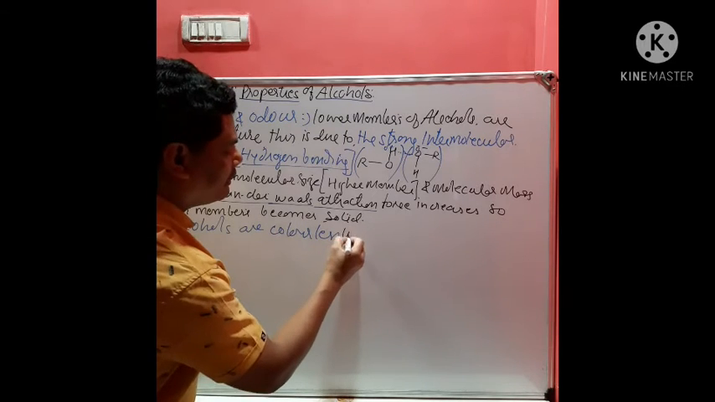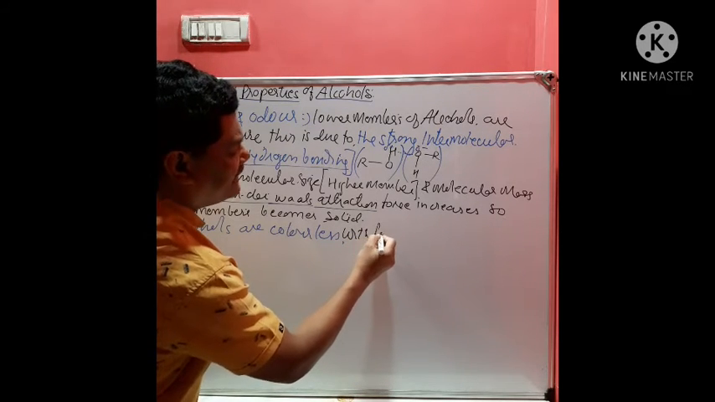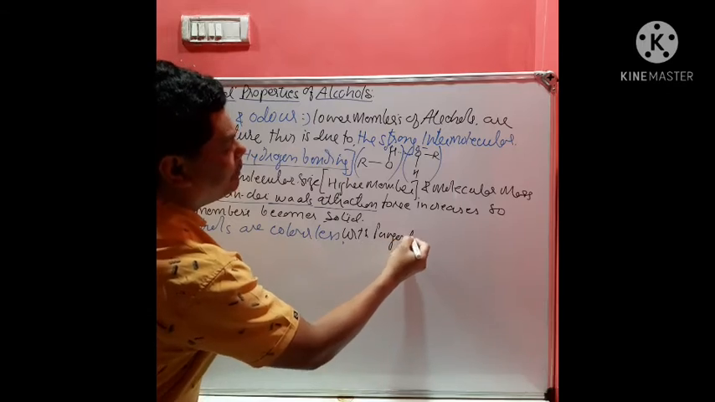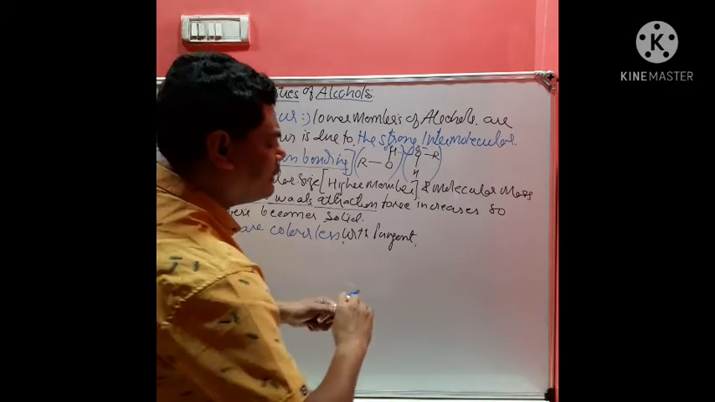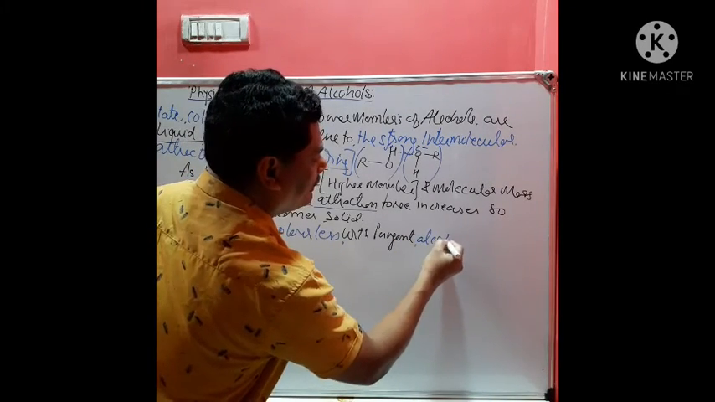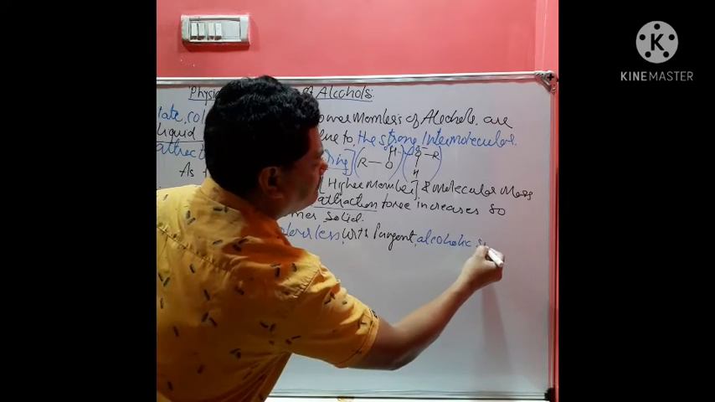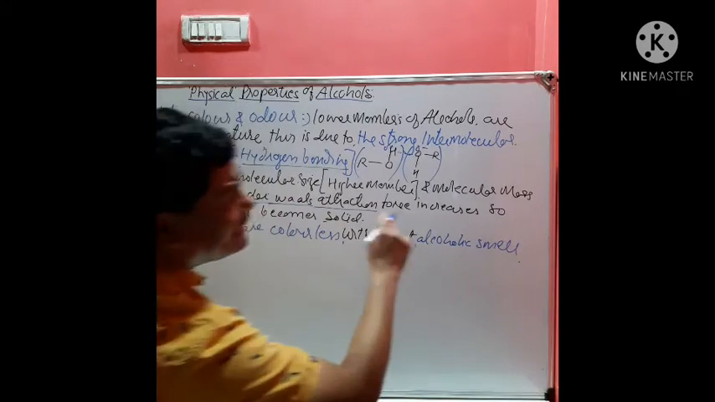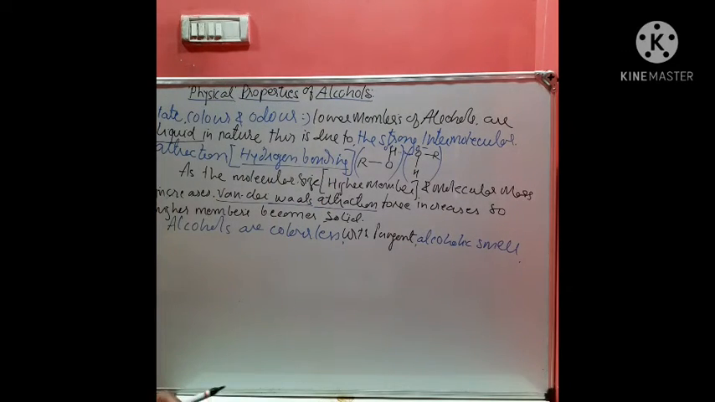Now about color. Alcohols are colorless with a pungent, we can call it alcoholic smell. This is called nose irritating smell. So whenever there is alcohol in our surroundings, we generally close our nose because it shows a nose irritating smell. So this is the first property.